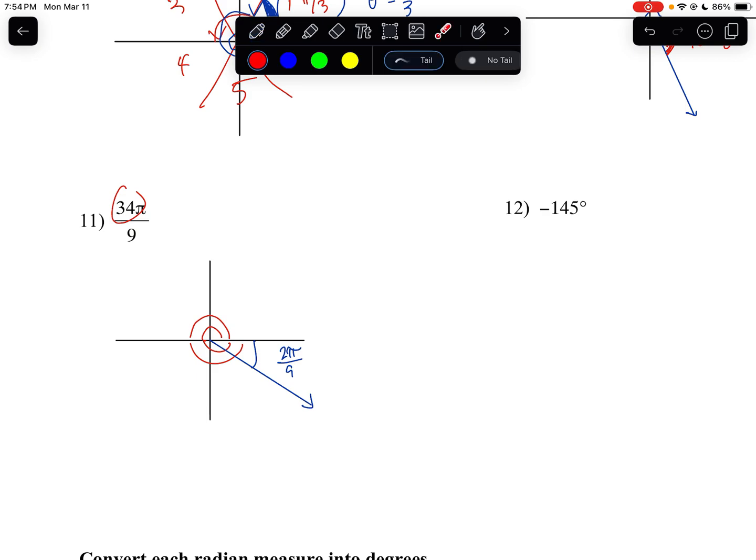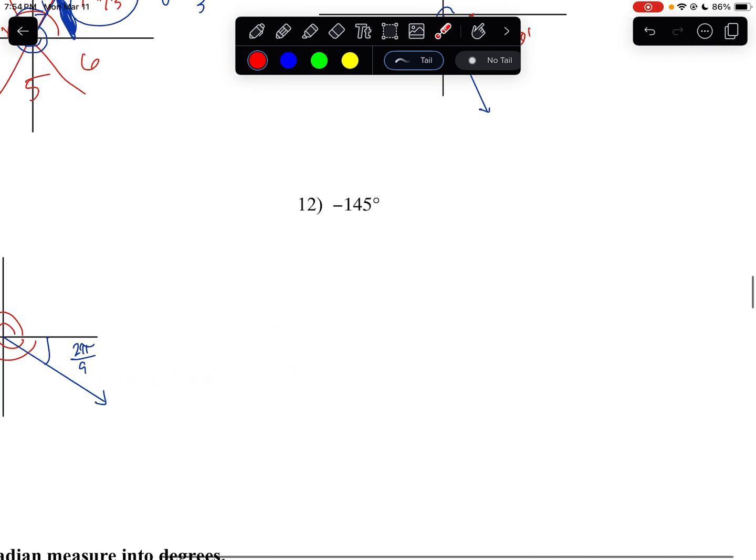So this angle right here, where we went around once and then almost 2 times, is 34 pi over 9. But in order to get to 36, we would have had to go 2 more parts. Therefore, that's our reference angle right there.